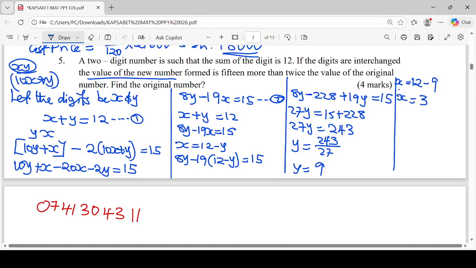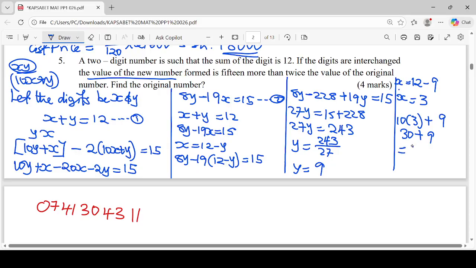Find the original number. To get the original number, remember the original number was the digits xy, so it is 10x plus y. So 10x will be 10 into x, which is 3, plus y, which is 9. So this is 30 plus 9.